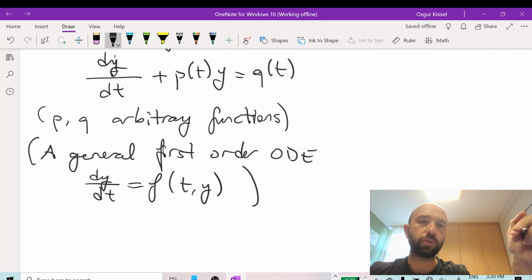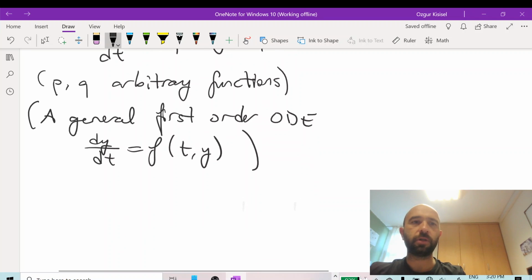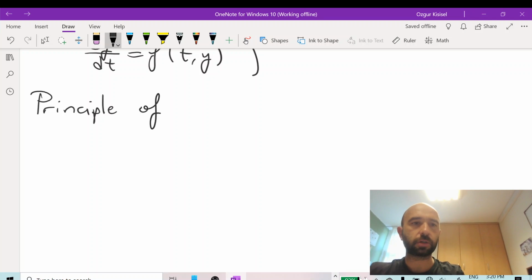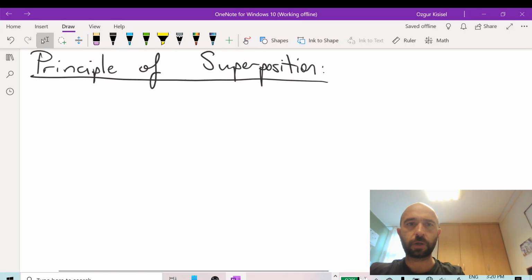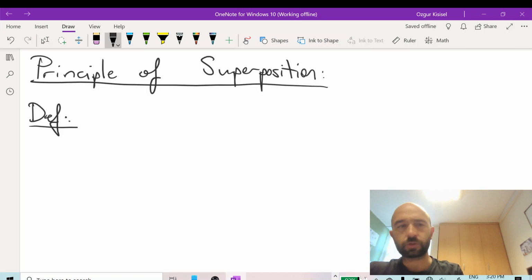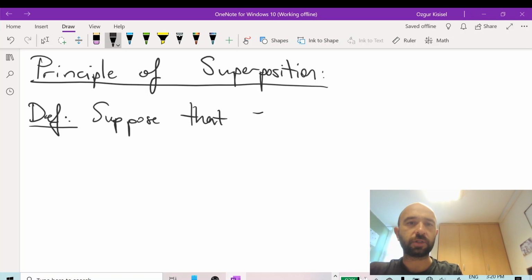Okay, so what properties do linear equations have that nonlinear equations don't have? Now, the first and foremost property is the principle of superposition. In order to discuss this concept, let's make a definition coming from linear algebra. So suppose that you have a certain number of functions of t.